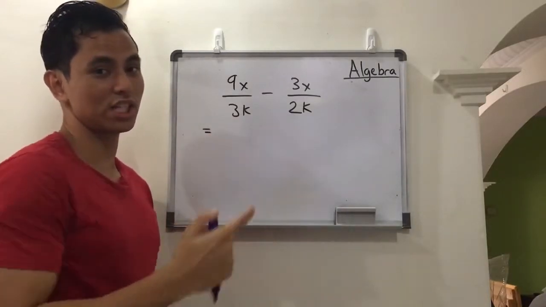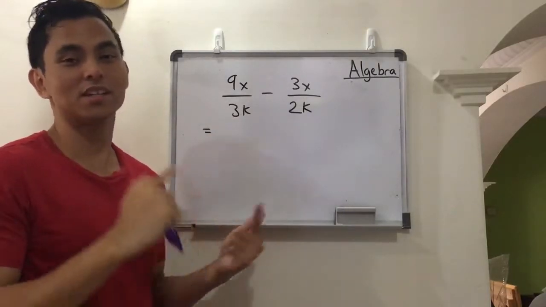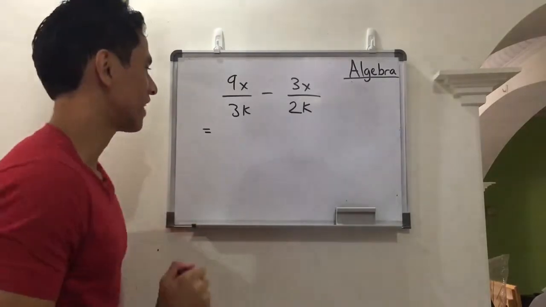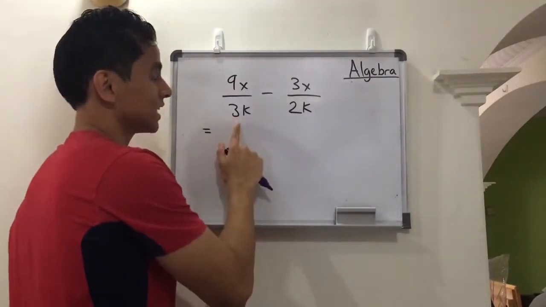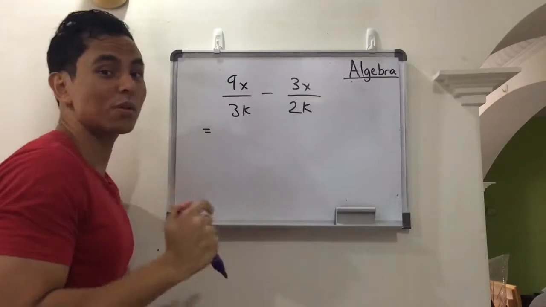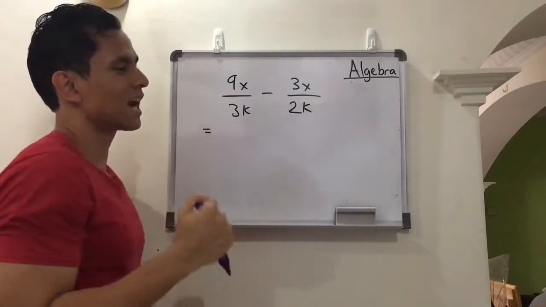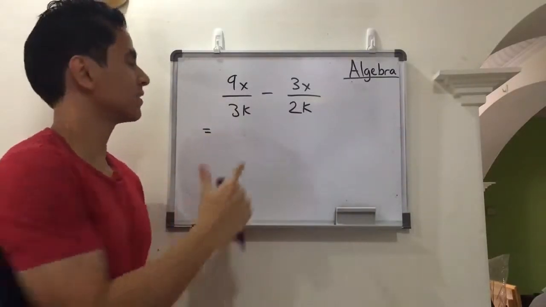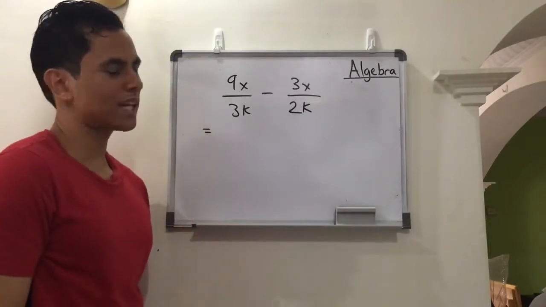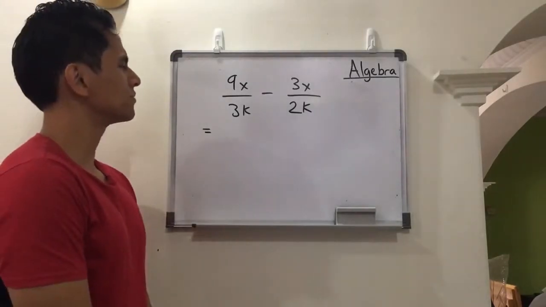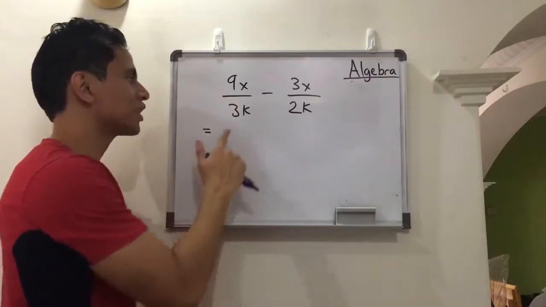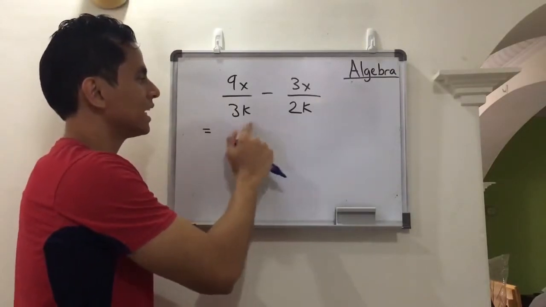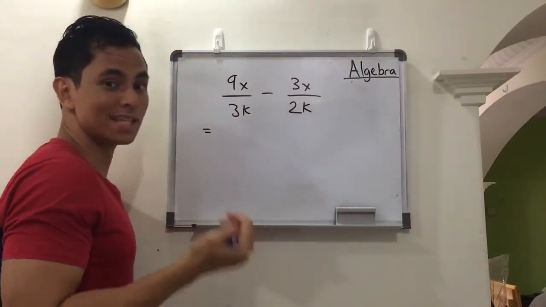especially subtraction or addition, is always denominator, denominator, denominator, right? So now here, the denominators are different. So what we have to do is really focus on these two and ask ourselves, how can we make these two the same? Take a moment and pause, think about it. You realize that actually 2k and 3k have the LCM of 6k.